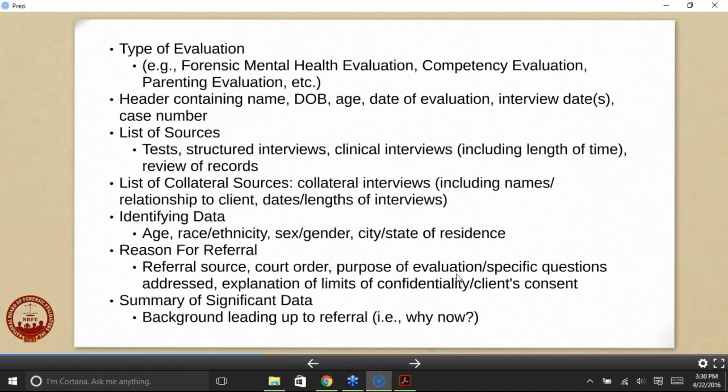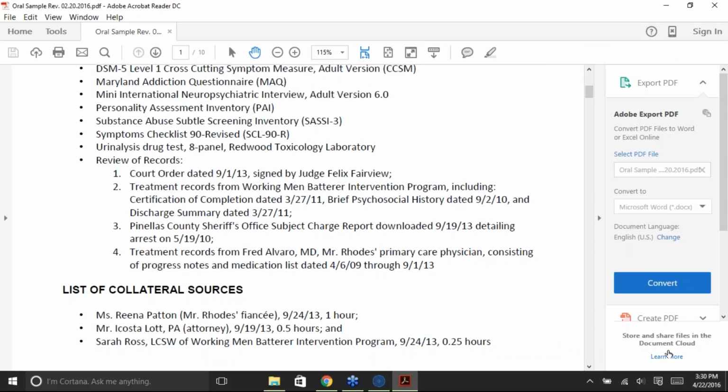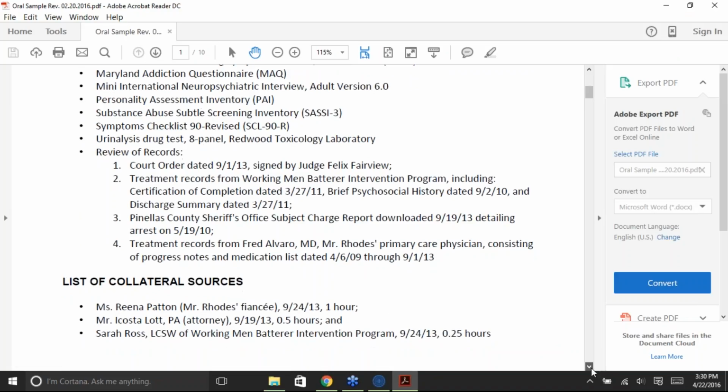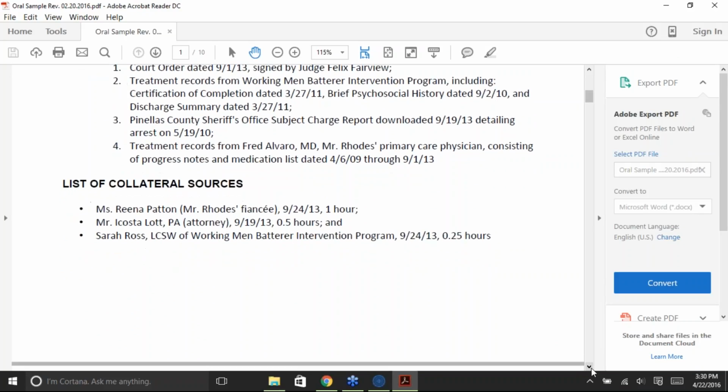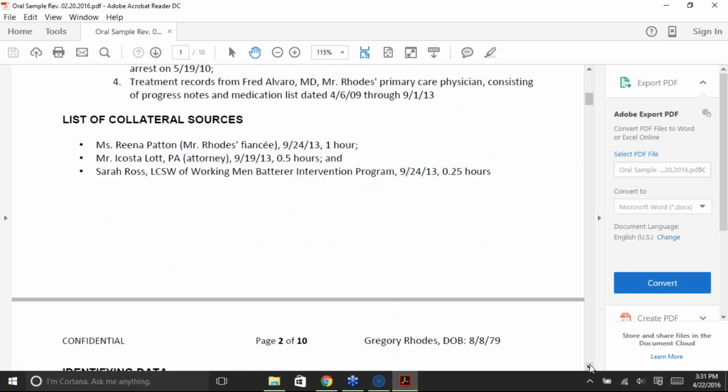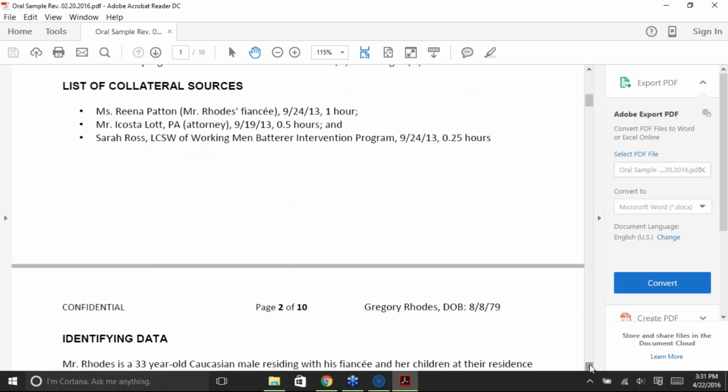The next thing that we're going to do is list identifying data and then indicate why it is that we're doing this evaluation. So again, going to our sample here. Oh, I forgot to talk about the list of collateral sources. So these are the people who I interviewed besides the client. I interviewed his fiance. I interviewed his attorney, or actually I think this was his ex-girlfriend's attorney who I interviewed. And then I interviewed the clinical social worker who provided treatment for the client in the past. After reviewing her records, I spoke to her on the phone.